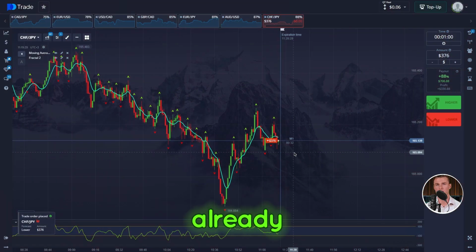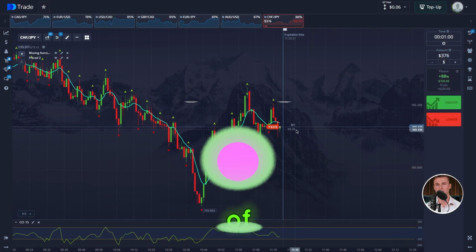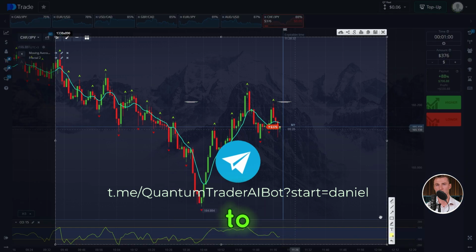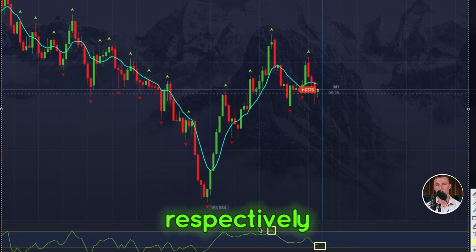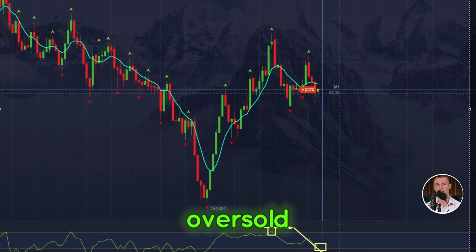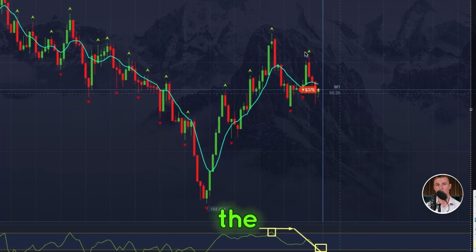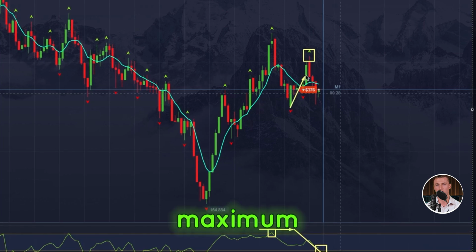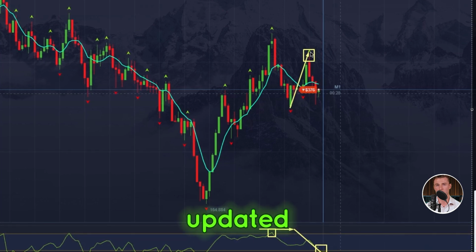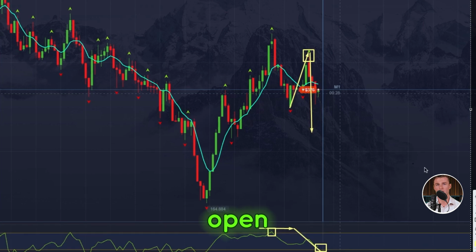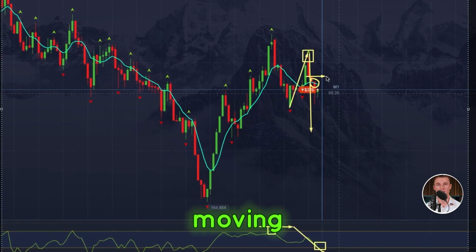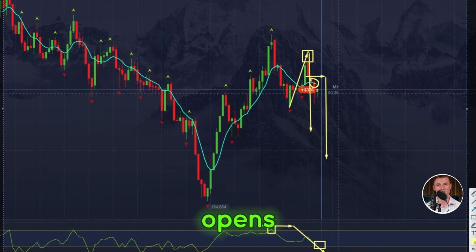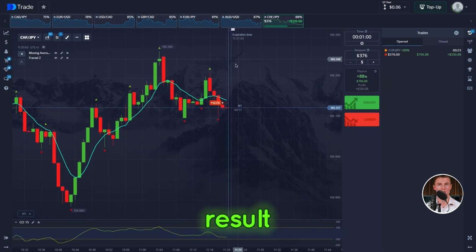And here we will already open a downtrend. In the direction of the trend, we pay special attention to the oscillator. We see how its moving average has crossed the overbought area respectively. We will wait for the oversold area to cross at this point after the price rollback. The local maximum on the fractal has been updated respectively. We open a downtrend and we also see an intersection. Based on our moving average, the deal opens lower. So let's look at the result.